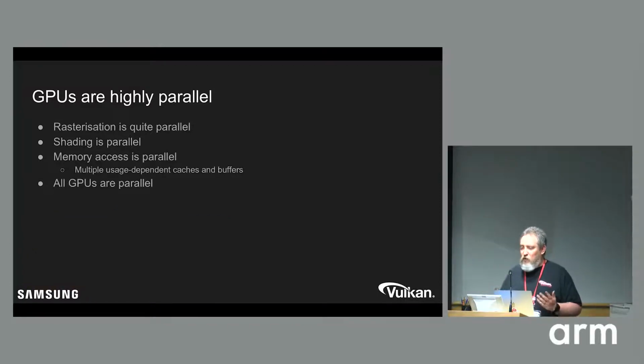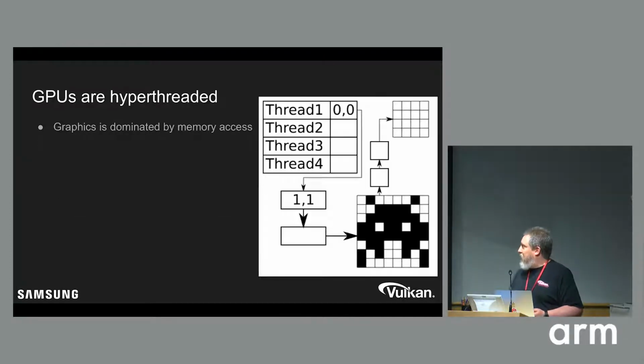So in summary, all GPUs are parallel. Now, obviously, mobile GPUs aren't as parallel as the enormous lumps of silicon that you have on a desktop with a fan connected to it, but they are still very parallel devices these days. They're not just parallel, they're also hyper-threaded. And the reason for that is to try to deal with the memory access, which is a slow thing.